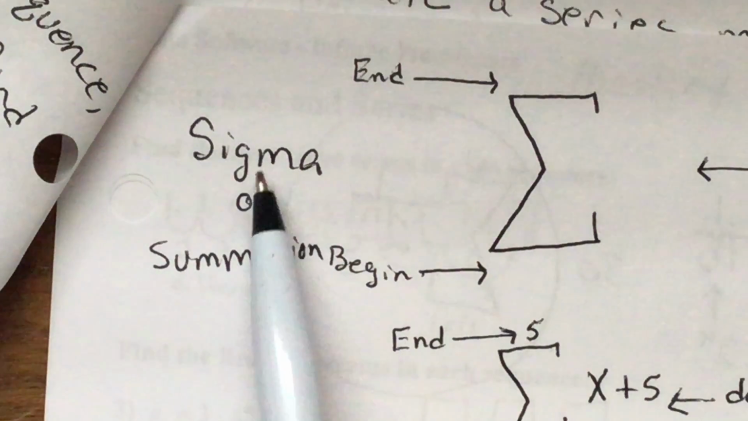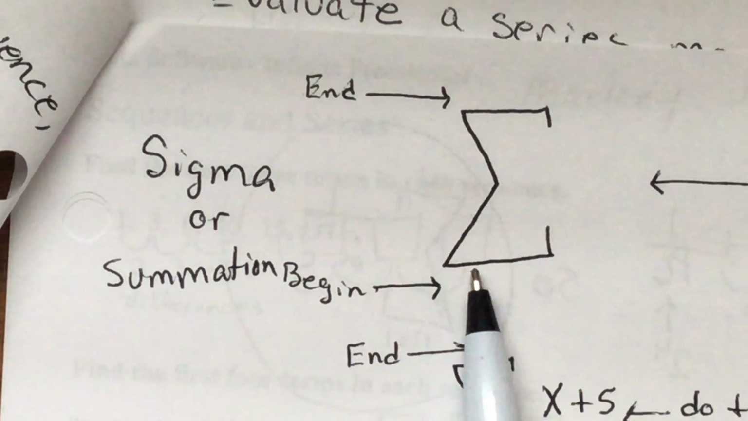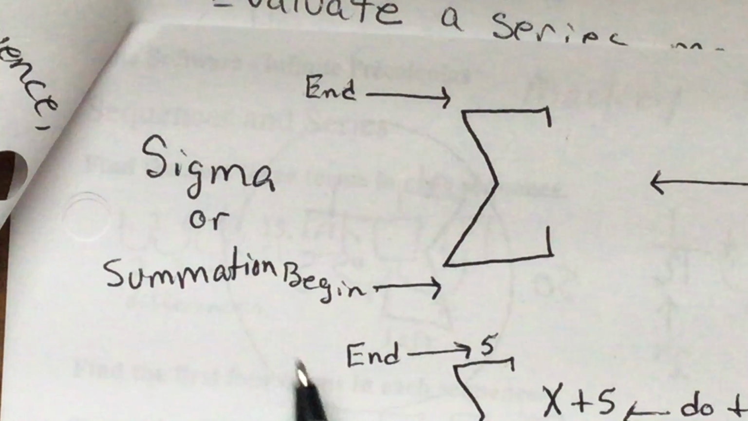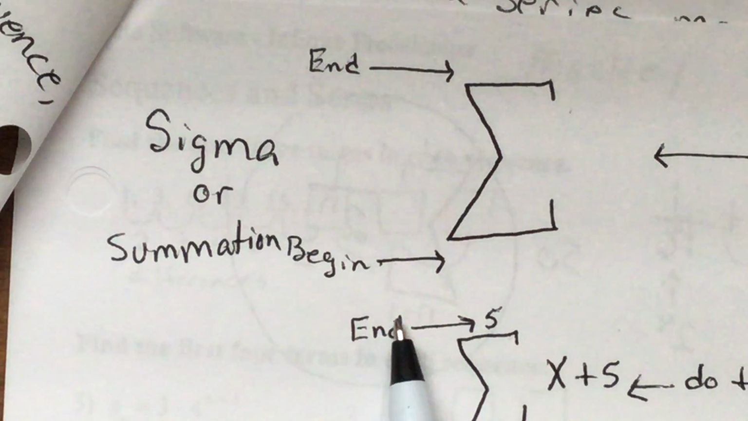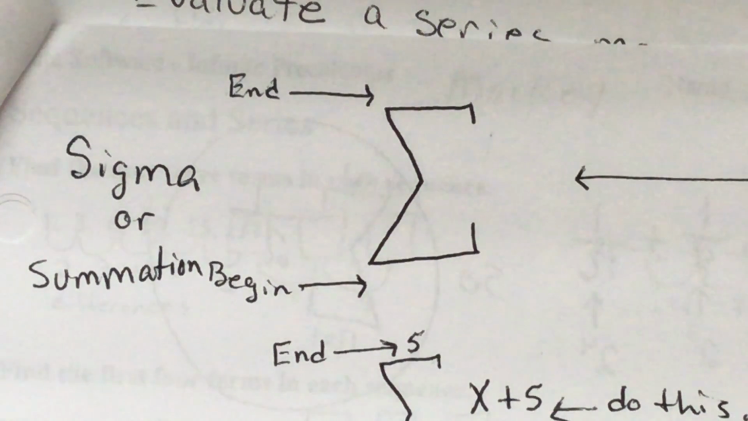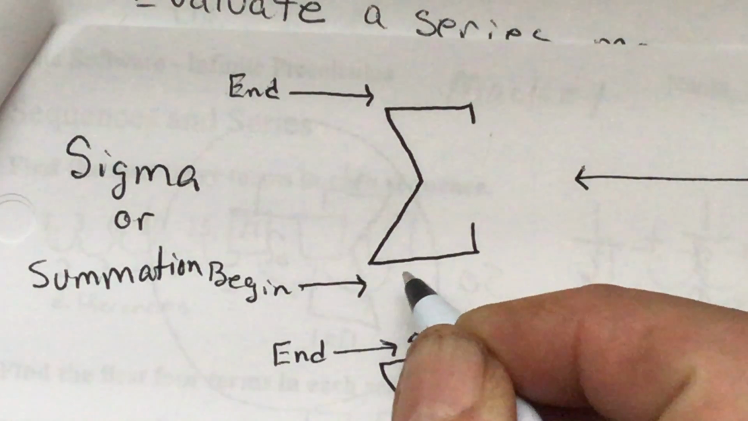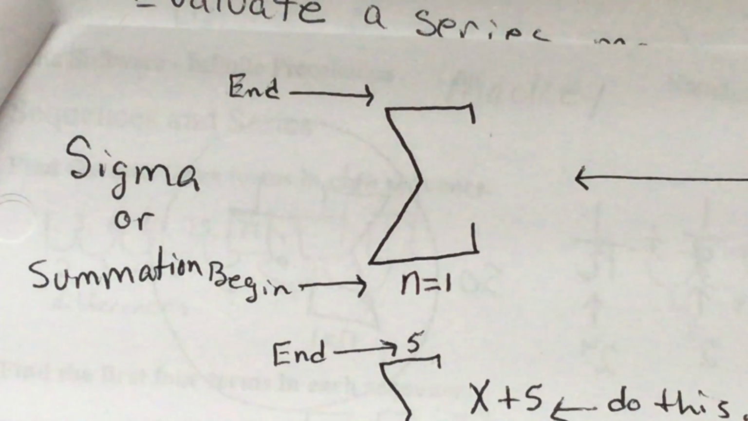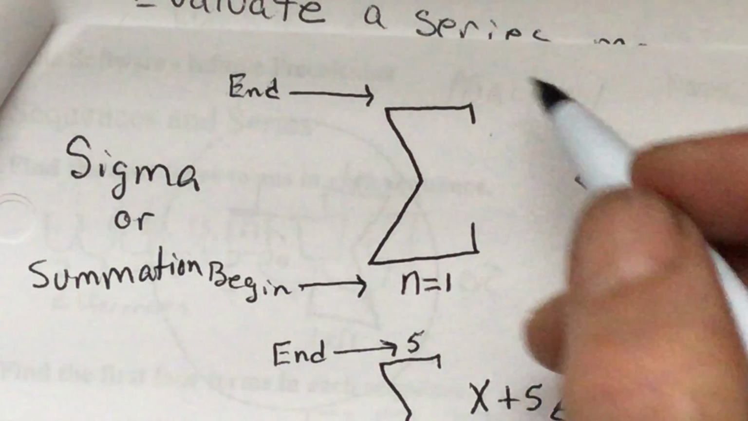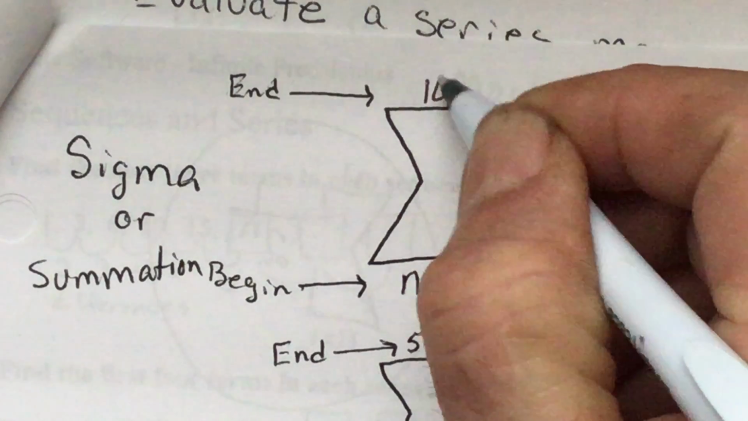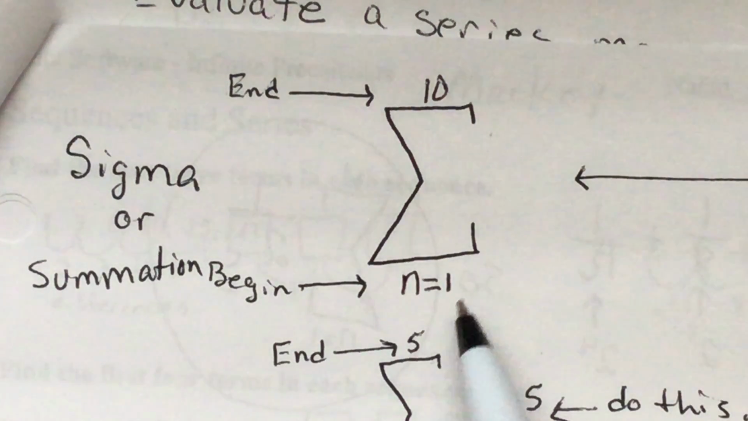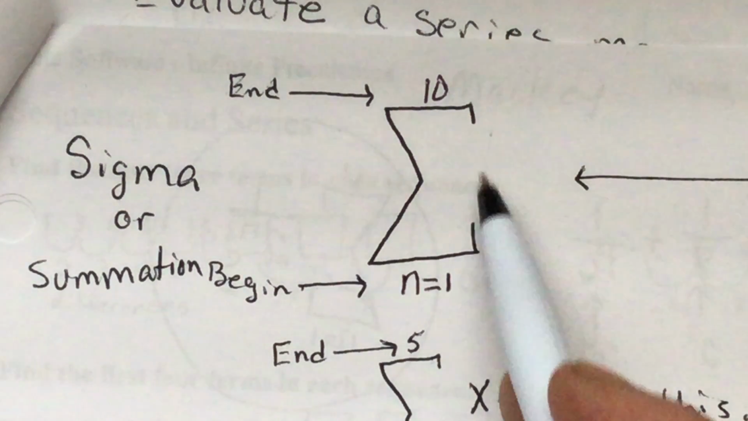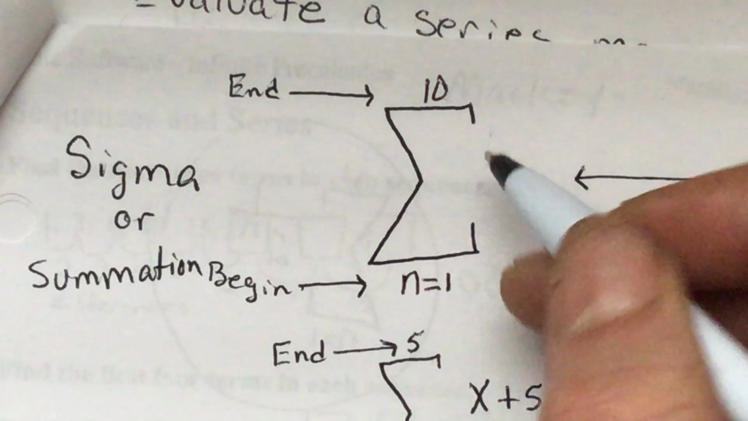Here's sigma, or summation. This symbol right here is the Greek letter sigma. It means to add up, or to sum all together. There will normally be a beginning reference right here where it will say something like n equals 1, and then up here will be the ending. So start at the first element in the series and add all the way through the 10th element in the series.